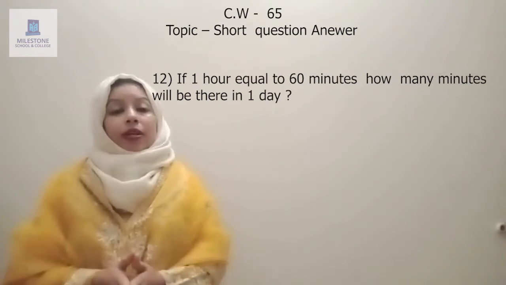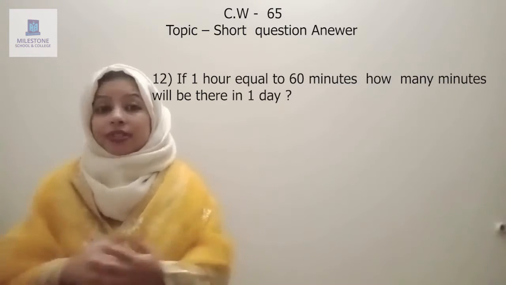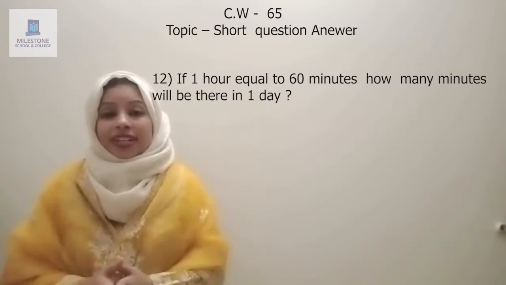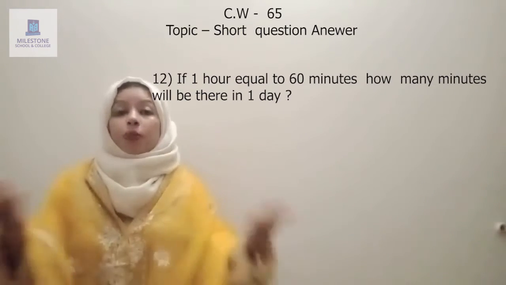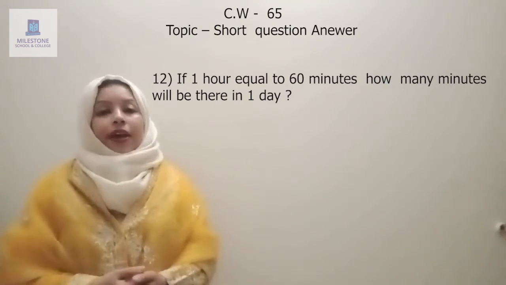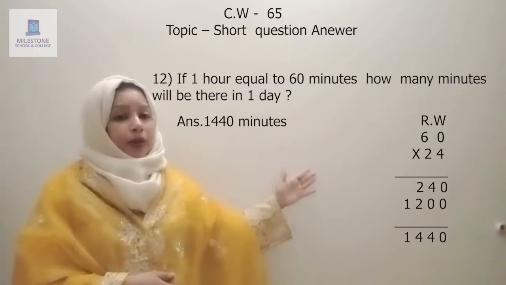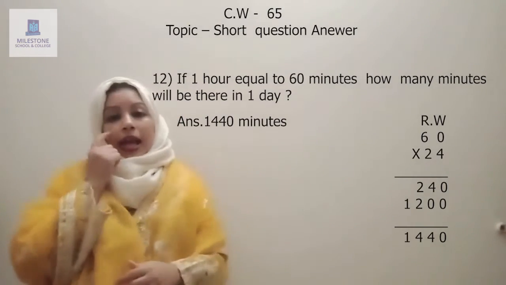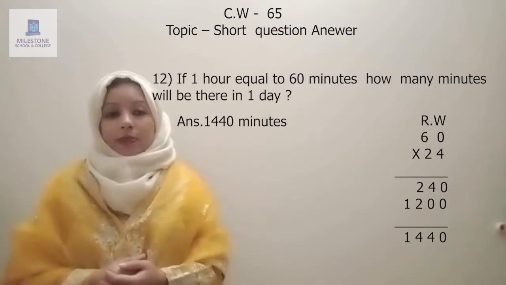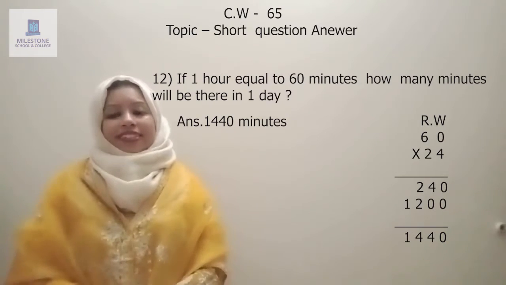Because they have given you the information that 1 hour equals 60 minutes. So 24 hours will be how many minutes? How can I do it? It will obviously be more minutes. So by doing the multiplication, we can find out the answer, and you can show the rough work, 60 multiplied by 24. And here there is a 2-digit multiplier. So we have to follow 2 steps to find out the answer.